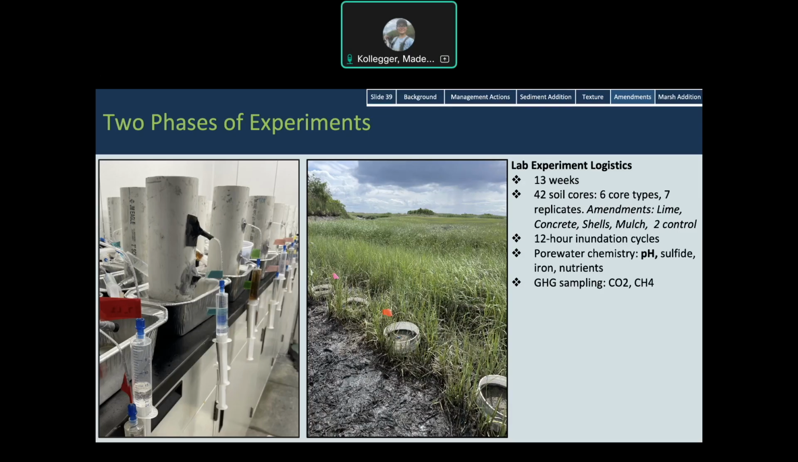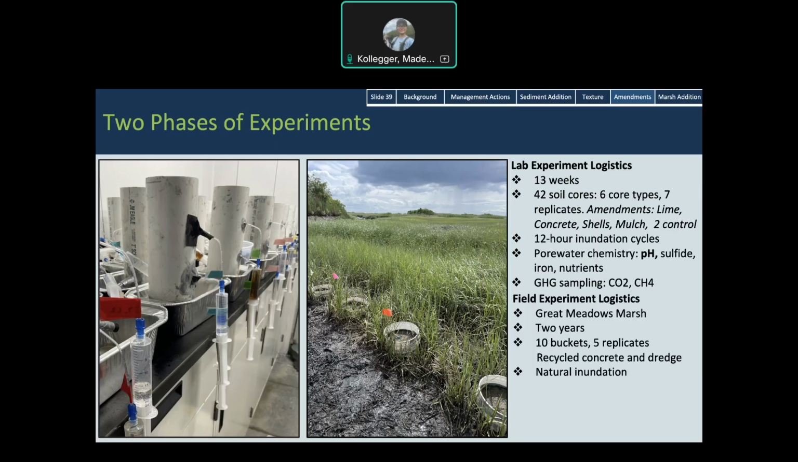Then we took our best performing amendment from the lab and into the field. And so we did this at Great Meadows Marsh for an experiment that lasted for 2 years. It was set up in a bucket style, so we had 10 buckets outside with our amendment and then our control. It received natural inundation because it was outside, and we sampled pH there monthly during the growing season, not during the winter. And we also yearly measured sulfide, iron, and nutrients.